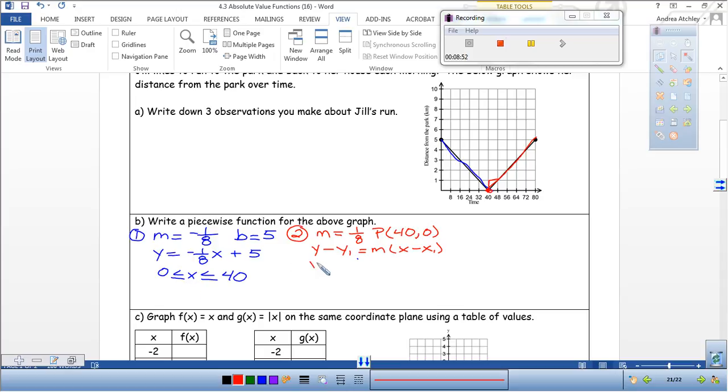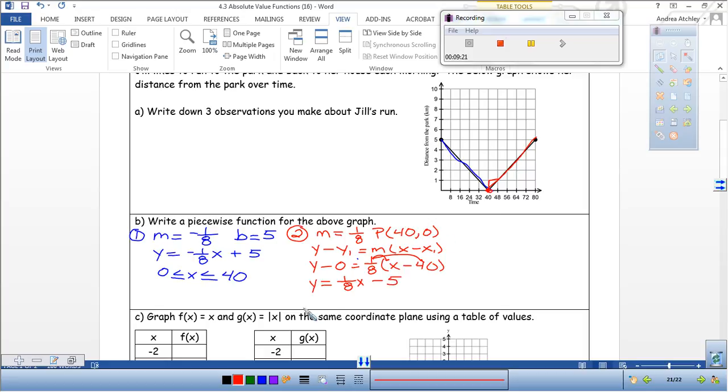Okay, so we're going to do y minus 0 equals 1/8 times x minus 40. Distribute. And I get y minus 0 is just y, equals 1/8 x. When we multiply by a fraction, we're actually just dividing. So 40 divided by 8 is what, class? Minus 5.